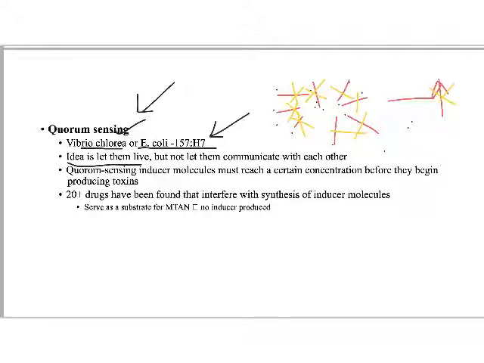So these molecules, the red things, the molecules that they're communicating with are called quorum sensing inducer molecules. Okay, so if they can shut those down somehow, okay, you could have the organism there, but it's not going to produce the bad thing. Okay, so far they found 20 drugs that interfere with this inducer molecule, and they're trying to figure out how to use them. So that's new. That's kind of new, but it's out there.